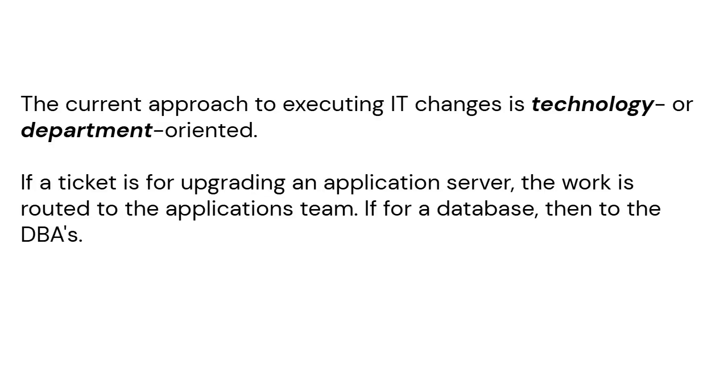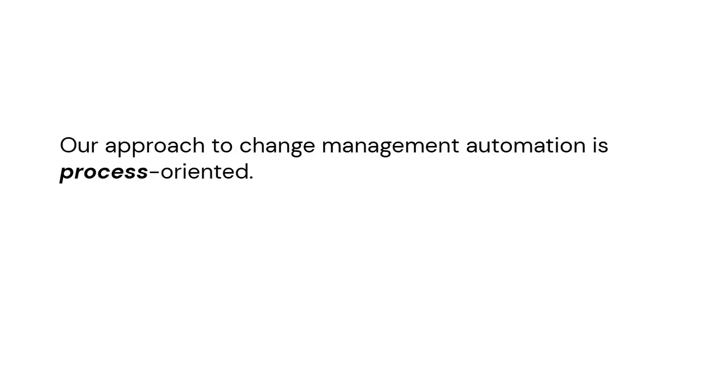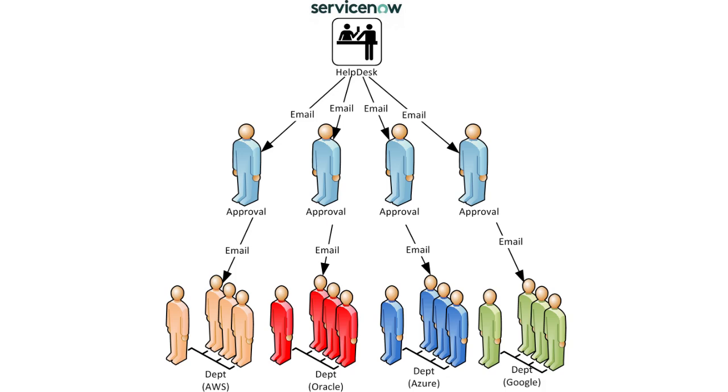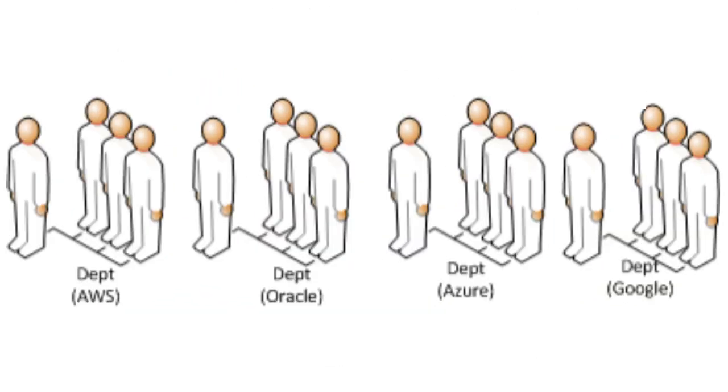Welcome to Replayable Demo. The current approach to executing IT changes is technology or department-oriented. If a ticket is for upgrading an application server, the work is routed to the applications team. If for a database, then to the DBAs. Our approach to change management automation is process-oriented. We believe the currently accepted department-oriented approach is obsolete.